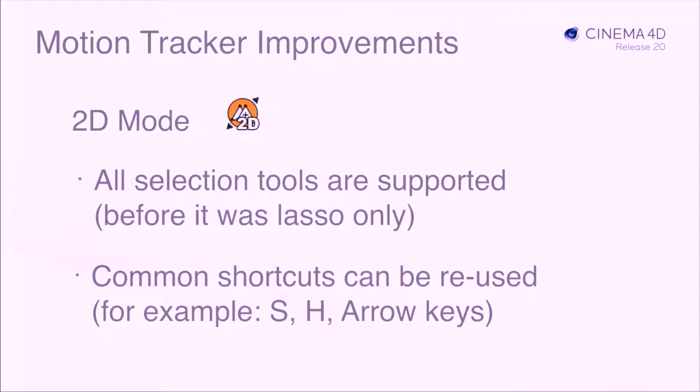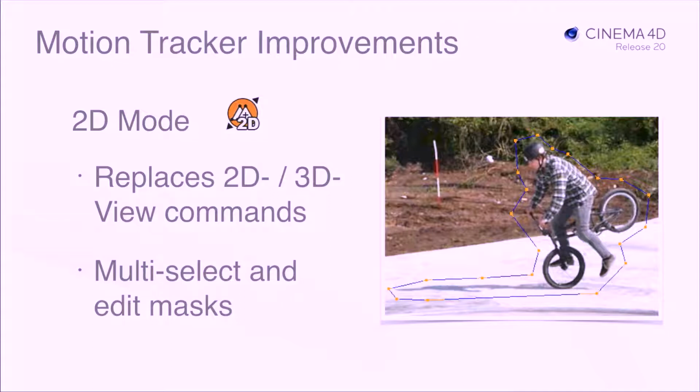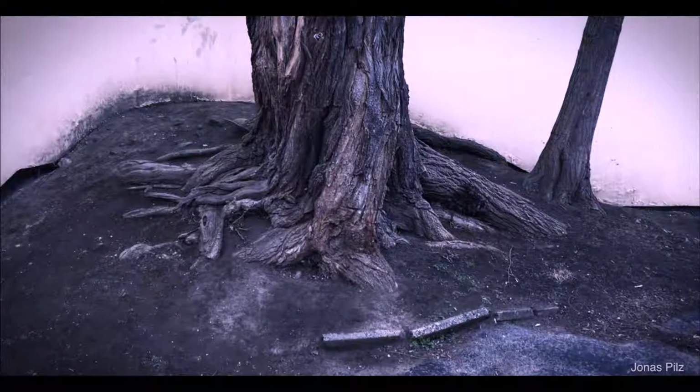And we have selection tools. Before it was lasso only, now we can use rectangle and the other selection tools, and common shortcuts, Shift and the arrow keys as well. Masking as well has been improved. We can edit and move masks more efficiently.